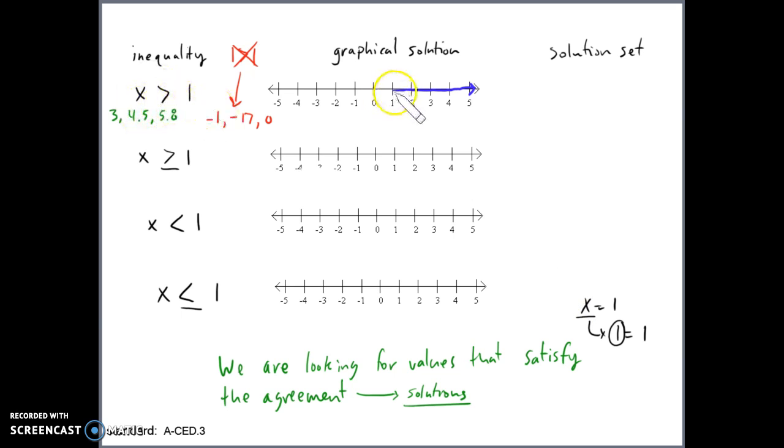So where 1 is, we cannot put a dot, or we cannot highlight it with a line, so we put an open circle. So where that 1 is, we'll have an open circle. So not 1, but all the values that are greater than 1.